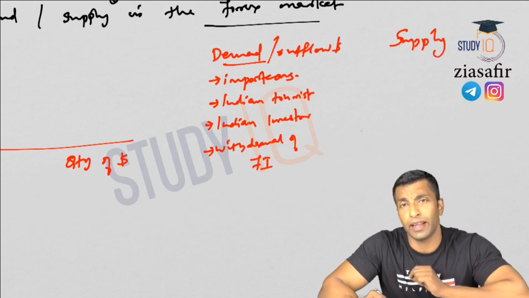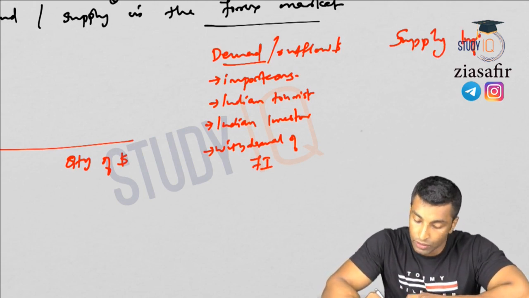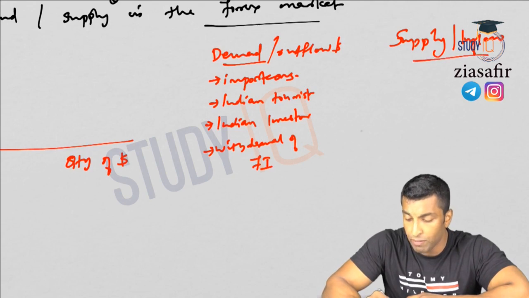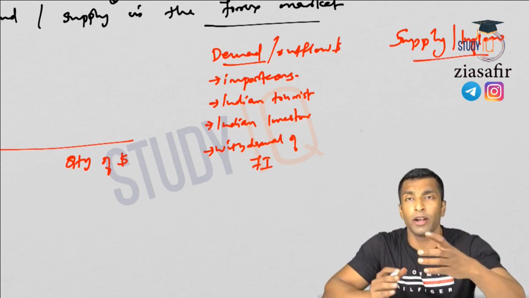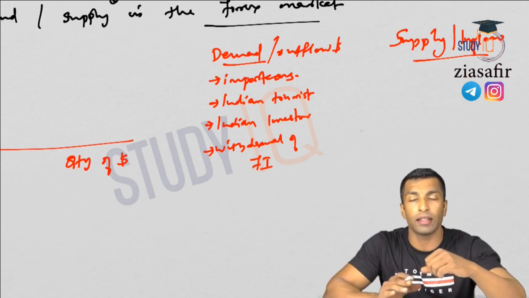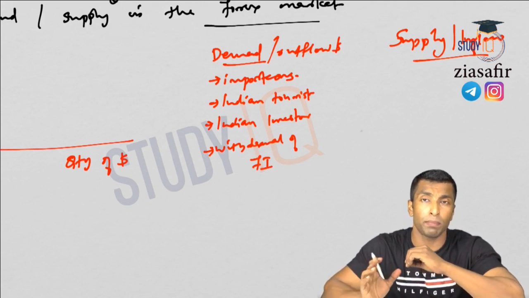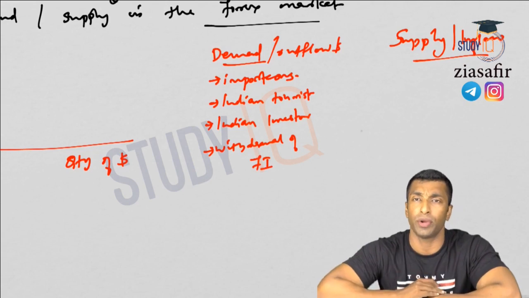Supply actually indicates inflow of dollar. Why? Because some people who are coming to India are in need of rupee, so they will give dollar and they'll get rupee. So that's how supply of dollar is created. That dollar is actually coming to India.